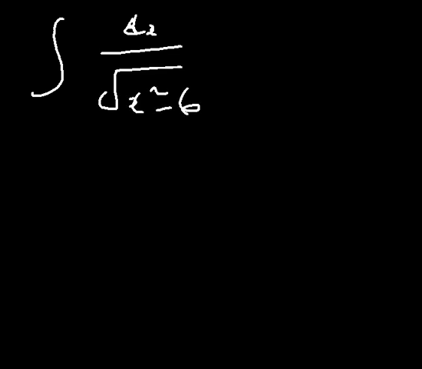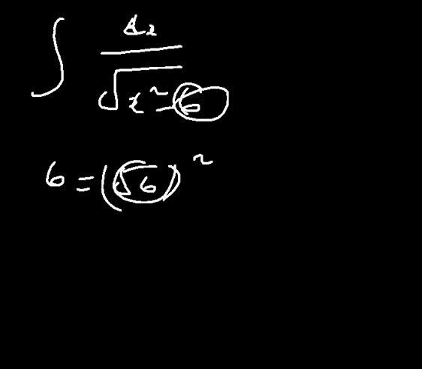Now, I want to see the responses in the comment section below, if at all you have managed that one. Say the integral of dx over the square root of x squared minus 6. What if this is not a perfect square? Having 6 is the same as the square root of 6 to the power 2. So a is given as the square root of 6. Then take it from there.